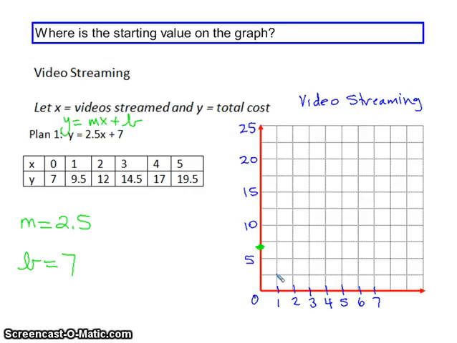So this is going to be our starting value. Okay, and then we can go up the graph. We can go up 2.5 and over 1, and that will give us (1, 9.5). So you can see how that relates to the table here. And then 2 is up to 12, and then 3 is up to 14.5. Okay, so this shows you in context what the graph will look like.